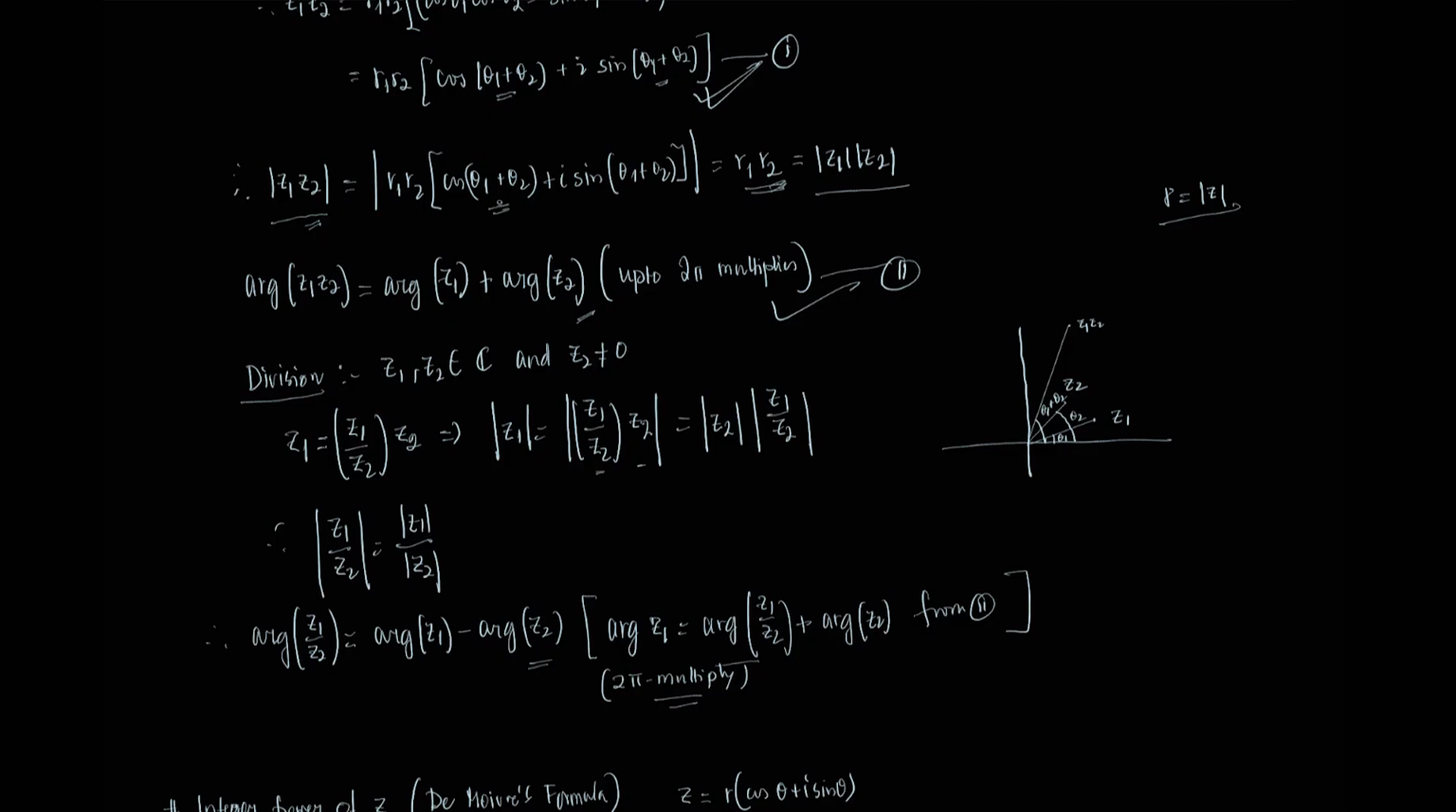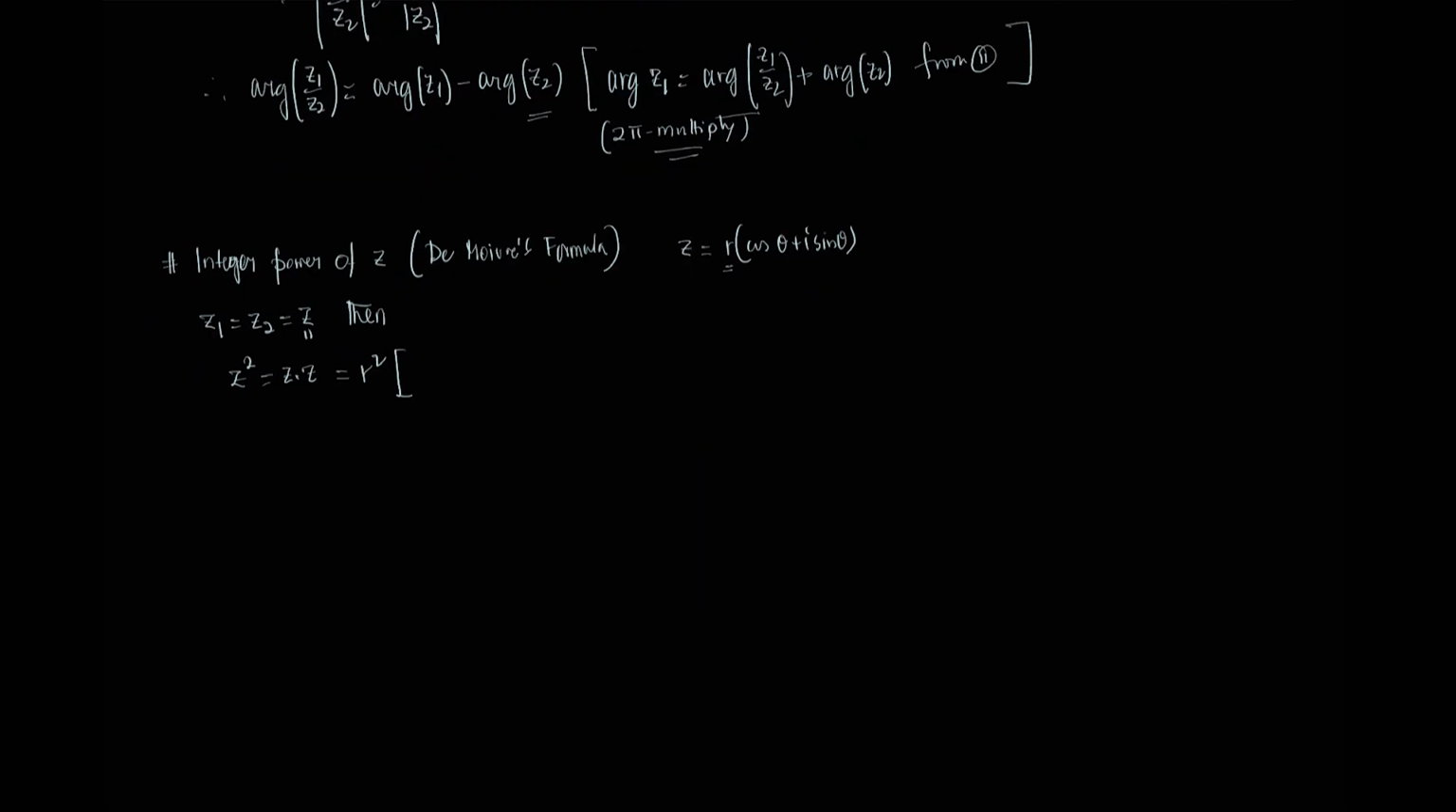And here the argument is theta 1 plus theta 2. Here both are thetas, so theta 1 plus theta 2 is 2 theta. That will give you cosine 2 theta plus i sine 2 theta. Clear? So z square is nothing but r square times cosine 2 theta plus i sine 2 theta. And you can use induction. You have to do it yourself. It is very, very simple. Please do it.